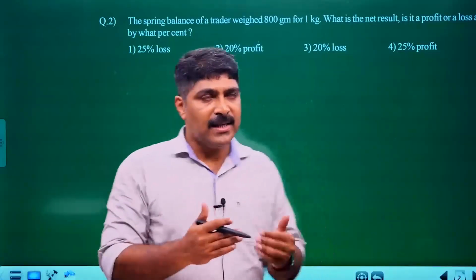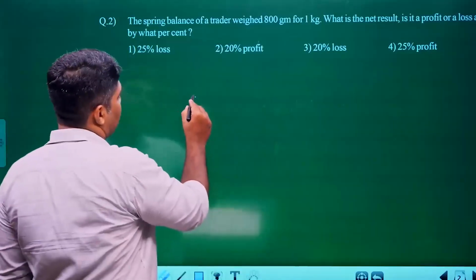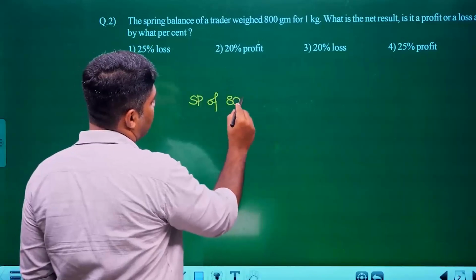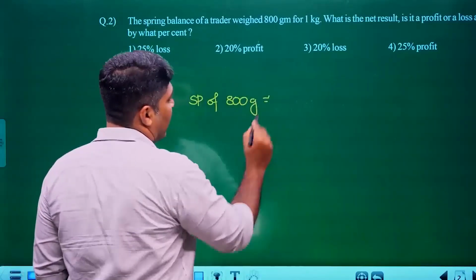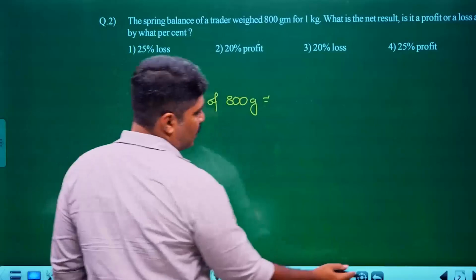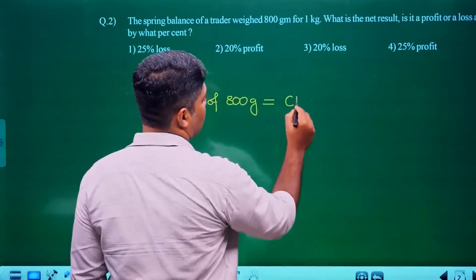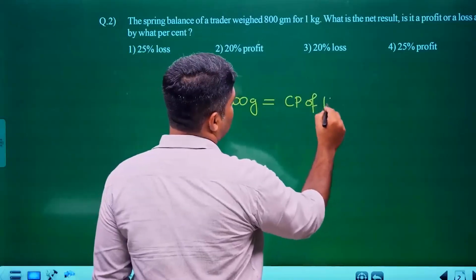So how can we connect it? While selling, that means the selling price of 800 gram, at that time, what will he receive? He will get back the cost price of 1000 gram.